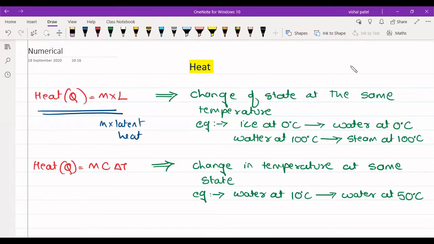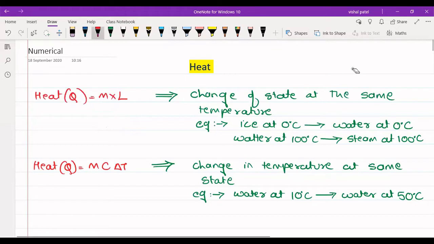Now, when is this formula used, students? Read what I have written in green: whenever there is a change of state at the same temperature. Means what? When you heat ice, students, see the first example. When you heat ice at 0 degrees Celsius, what will happen? First, you will get water at the same temperature.